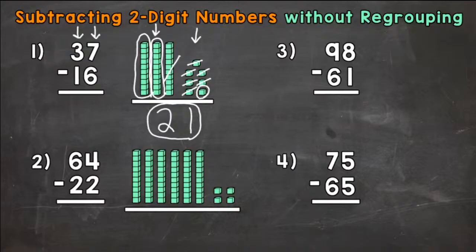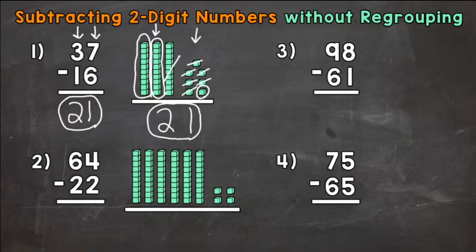Start with the ones. 7 minus 6 gives us 1. Now for the tens. 3 tens minus 1 ten. That gives us 2 tens in our answer, for a final answer of 21. Let's move on to number 2, where we have 64 minus 22. So starting with 64 and subtracting or taking away 22. 64 is represented by base 10 blocks, 6 tens and 4 ones.